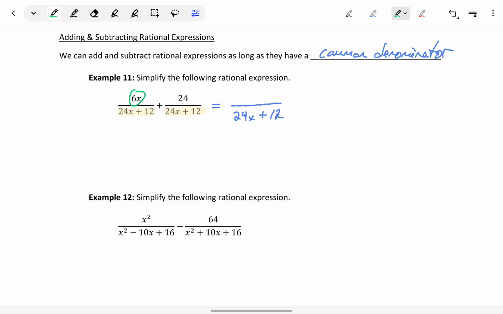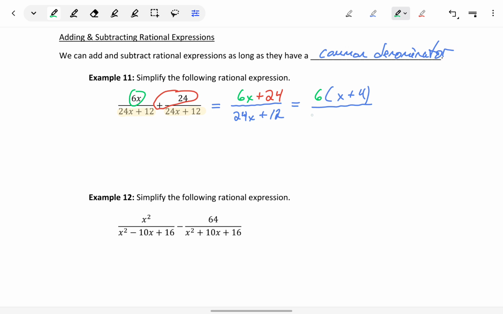Then we take the numerator of the first expression and either add or subtract the numerator of the second expression to get 6x plus 24 divided by 24x plus 12. Then we look to see if this resulting expression can be reduced. In this case, we can factor a 6 out of the numerator, which will leave us with 6 times x plus 4.